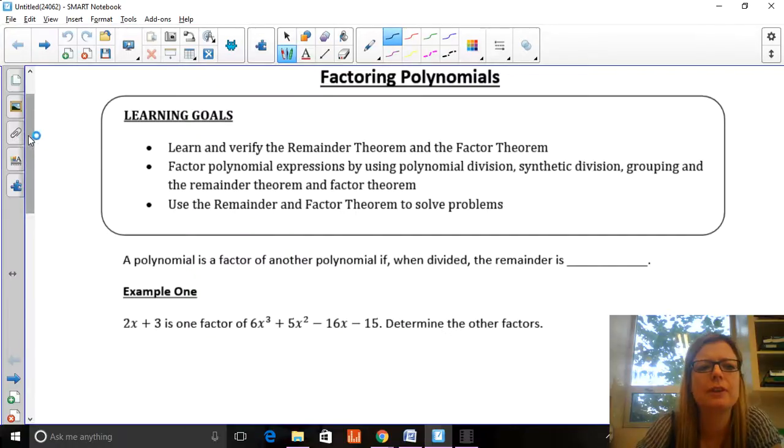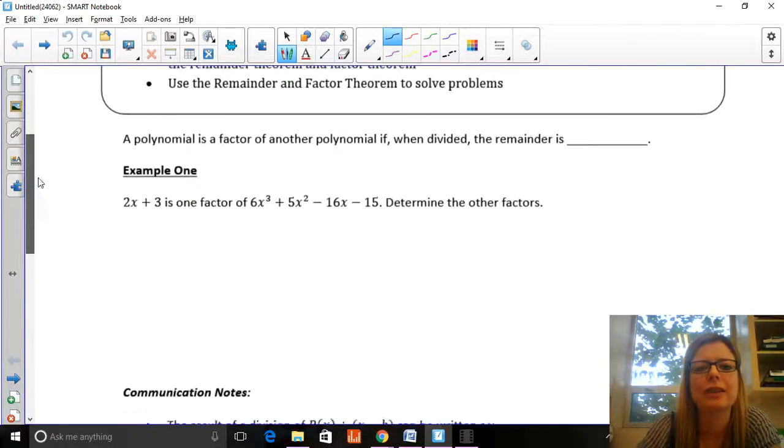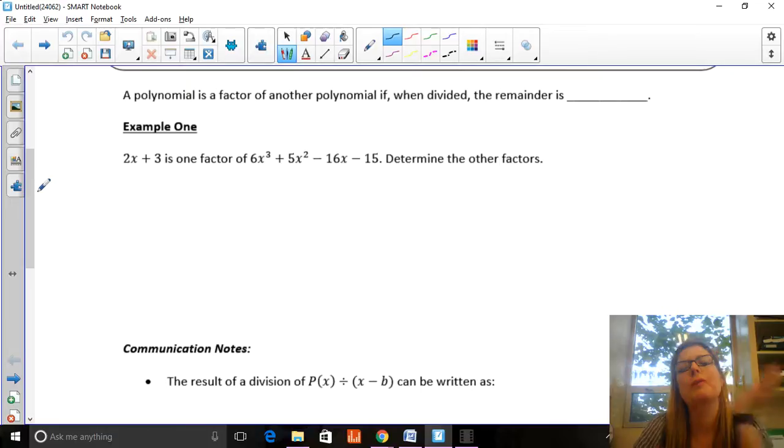So first, let's start with the definition of what a factor actually is. Let's say, for instance, that I wanted you to tell me all the factors of 12. Well, the factors of 12 are all the numbers that multiply evenly into 12. So 1, 2, 3, 6, and 12 are all factors of 12. Now, another way of thinking about this is that when you divide by any of those, you get a remainder of 0. The same is true when you're dividing polynomials.